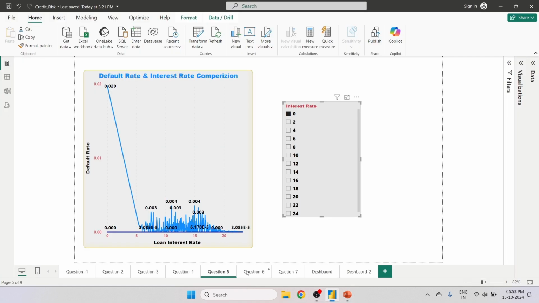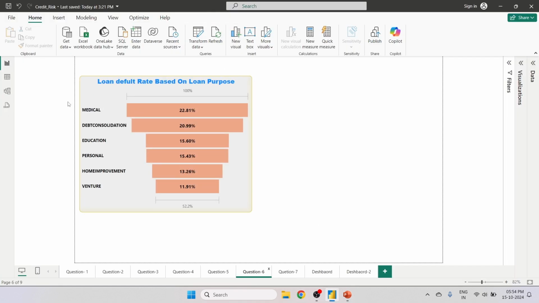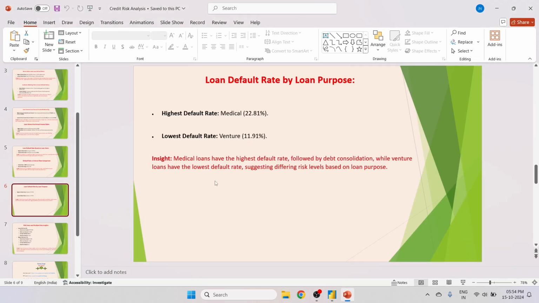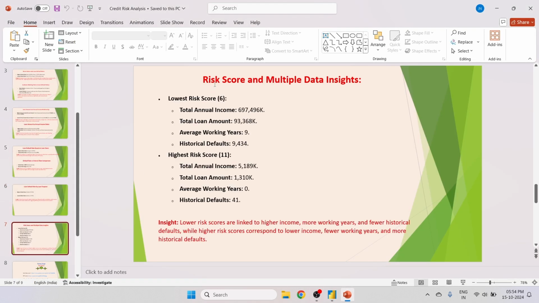So I'm checking here. Here you can see loan default rate based on loan purpose. Medical has the highest at 22.81% and venture has the lowest at 11.91%. So this is my insight from my data. Now let me move to another slide.